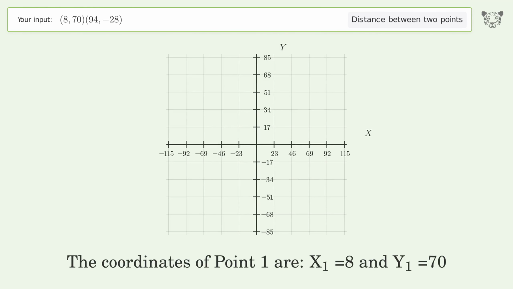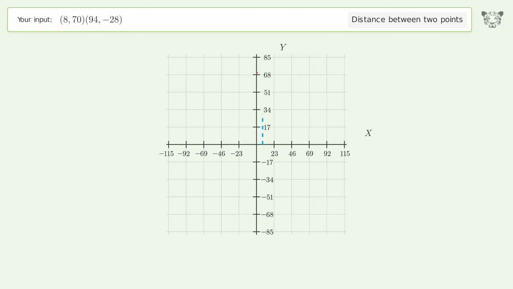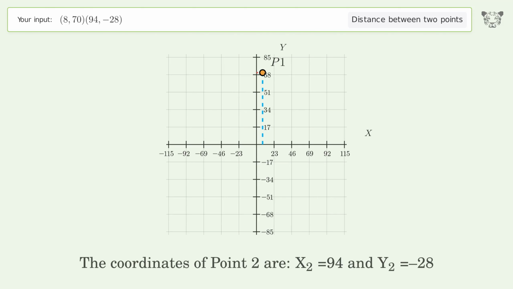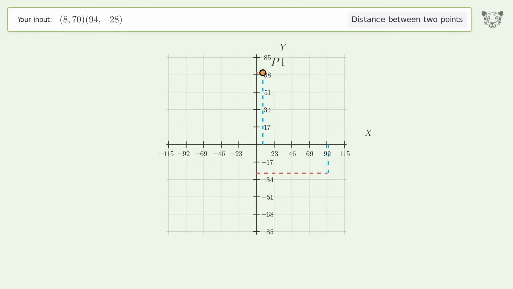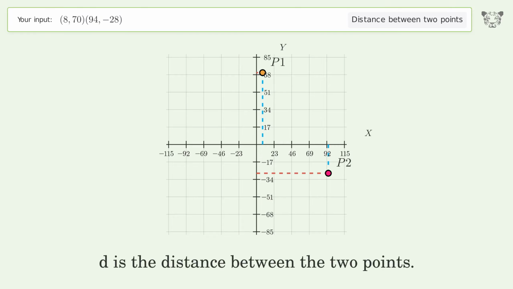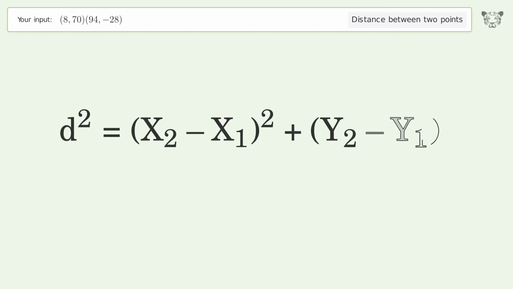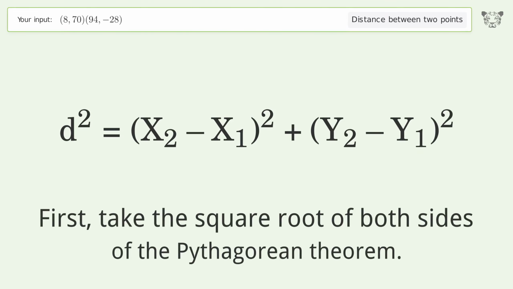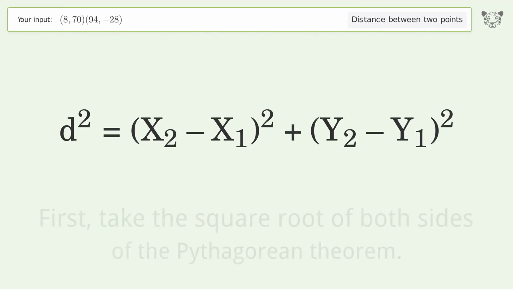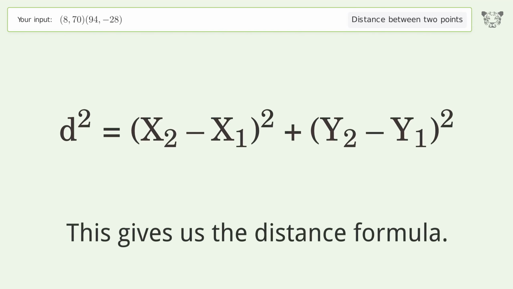The coordinates of point 1 are x1 equals 8 and y1 equals 70. The coordinates of point 2 are x2 equals 94 and y2 equals -28. D is the distance between the 2 points. First, take the square root of both sides of the Pythagorean theorem. This gives us the distance formula.